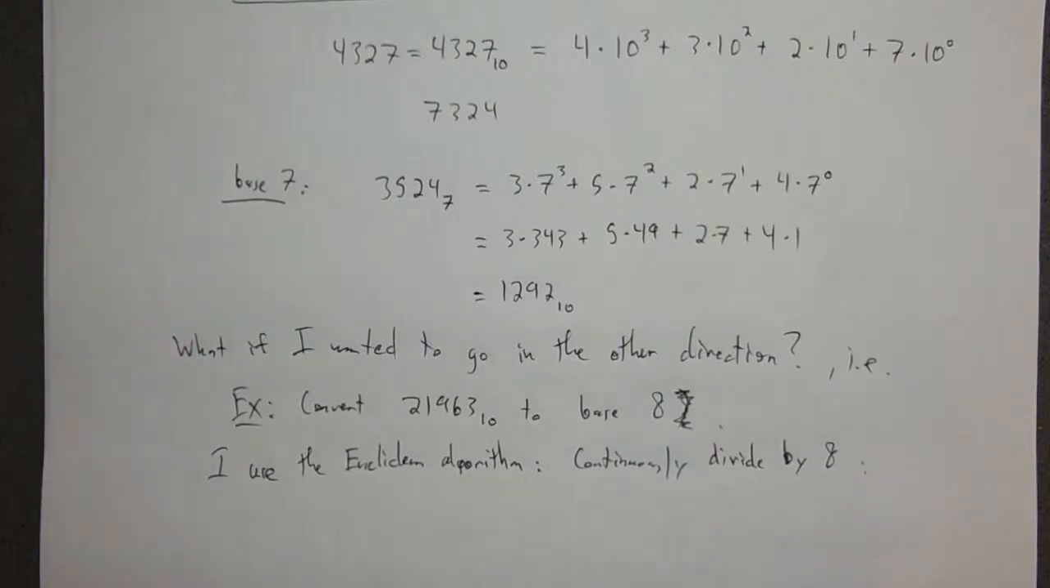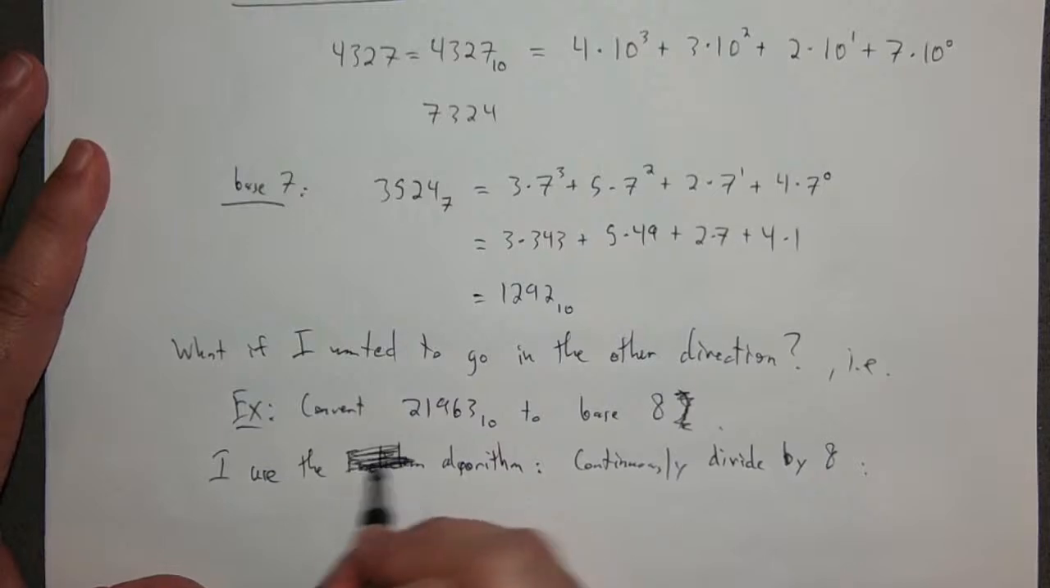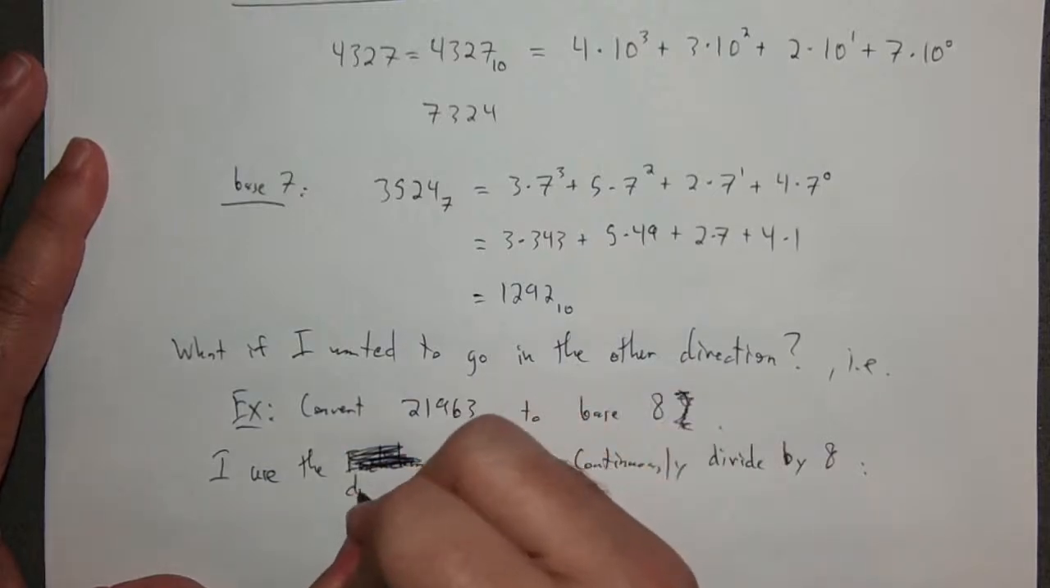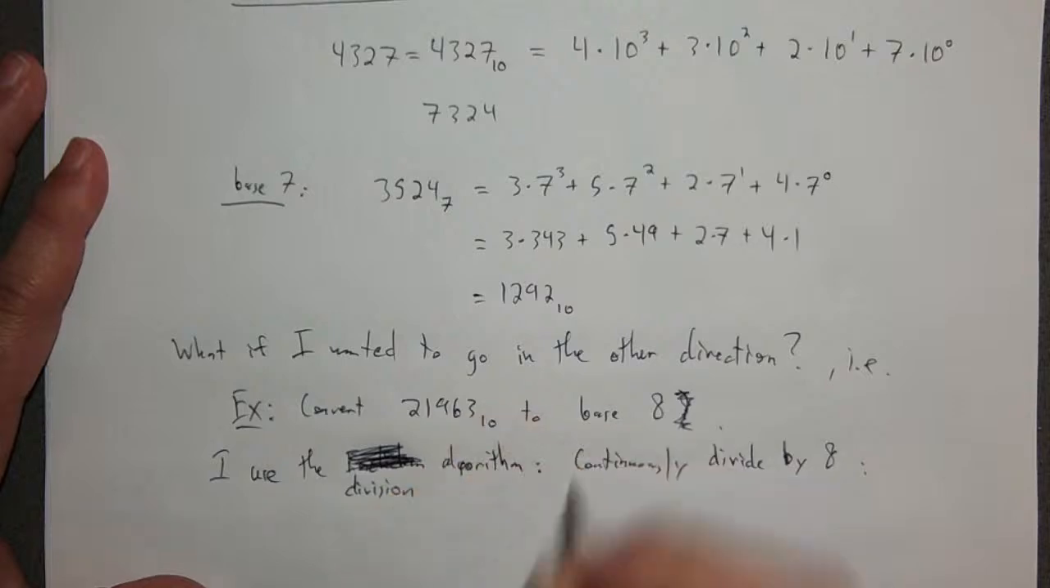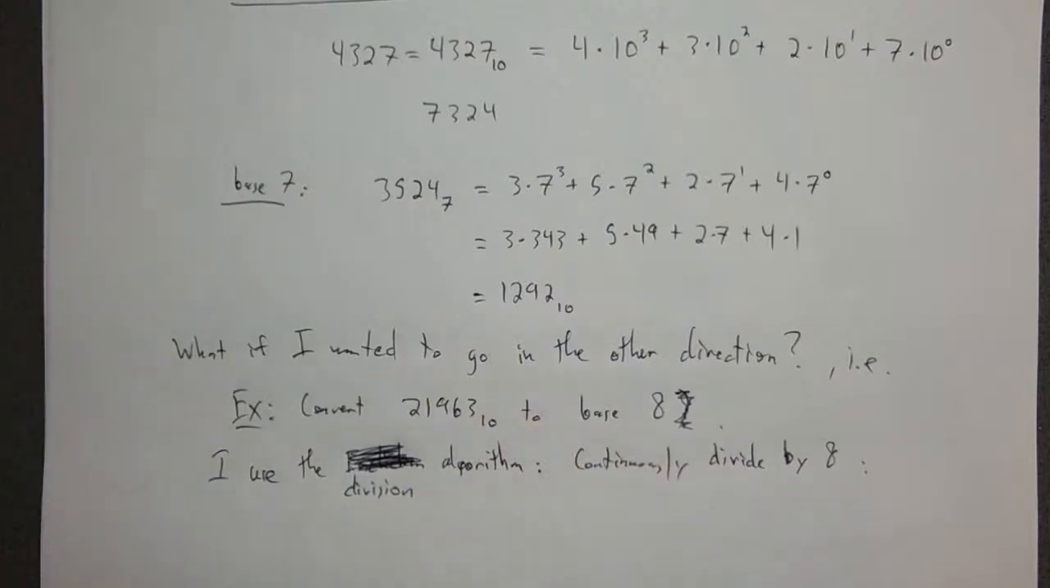Sorry, why did I say Euclidean algorithm? I meant the division algorithm, not the Euclidean algorithm here. So the simple division algorithm, we're not talking about GCDs. There's no Euclidean algorithm showing up. That was me misspeaking. So the division algorithm here is just a quick application of continuously dividing 21,963 by 8.